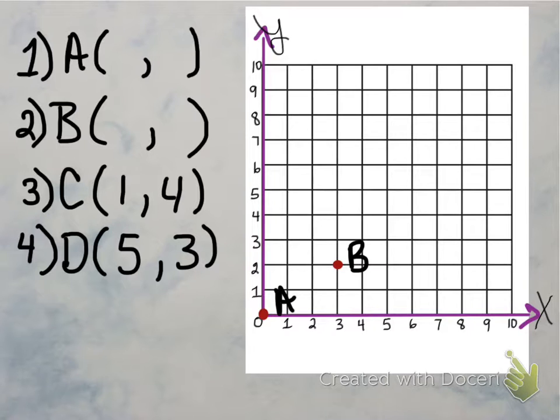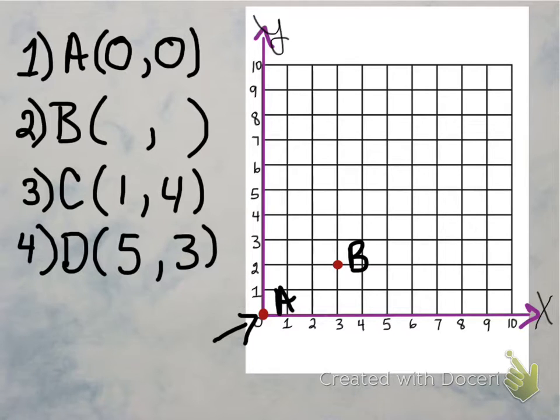All right, so first off, we have point A. And you can see that point A is right there where the x and y axis intersect. Remember that at that point, that is called the origin. And at that point, both the x and y axis have a value of 0. So that would be the ordered pair 0, 0.